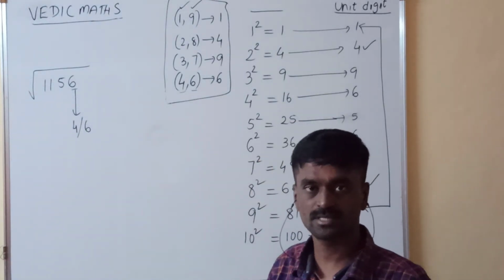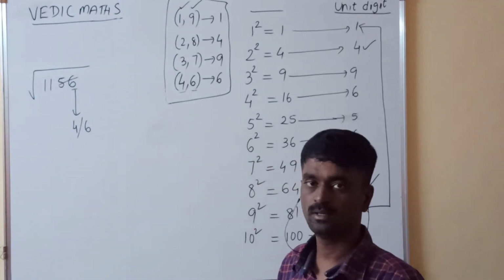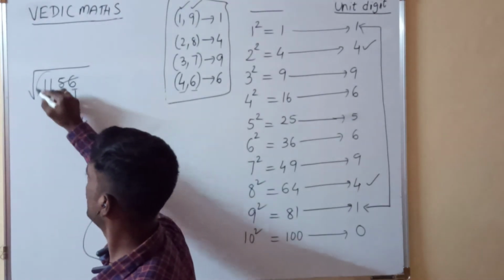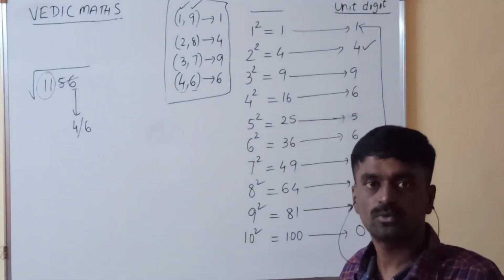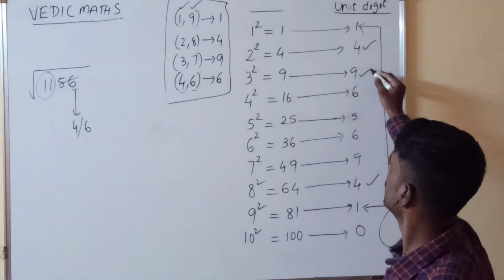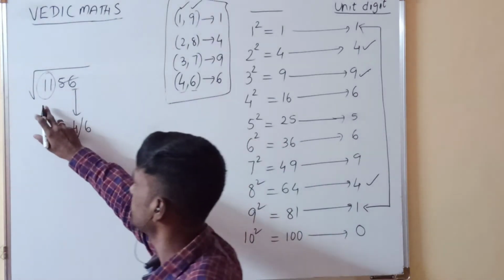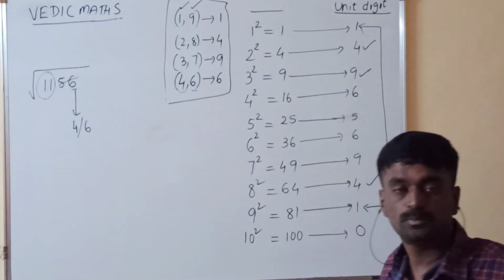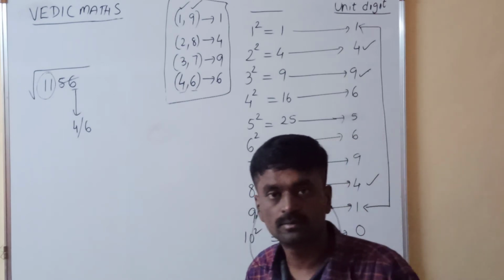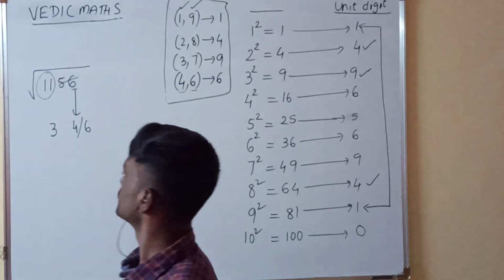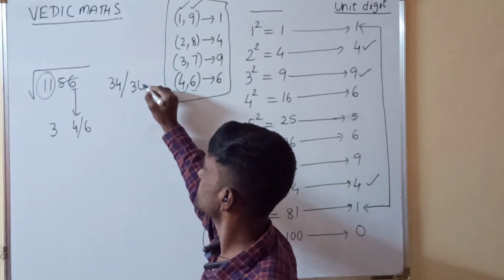Step 1 over. Next, step 2. So cancel the last two numbers. Okay. Then what is the number left here? 11. Now tell me what is the perfect square before 11? 9. And what is its square root? 3. So thus the answer will be either 34 or 36.